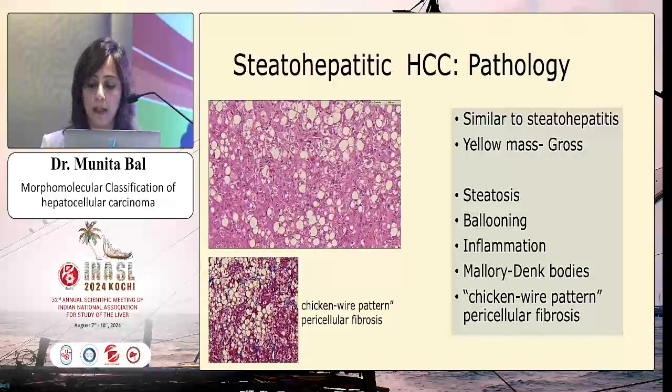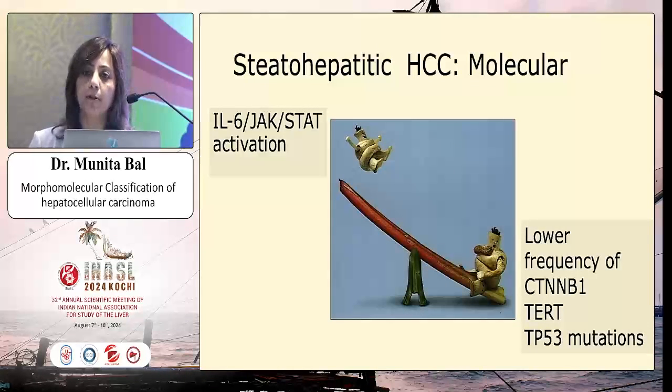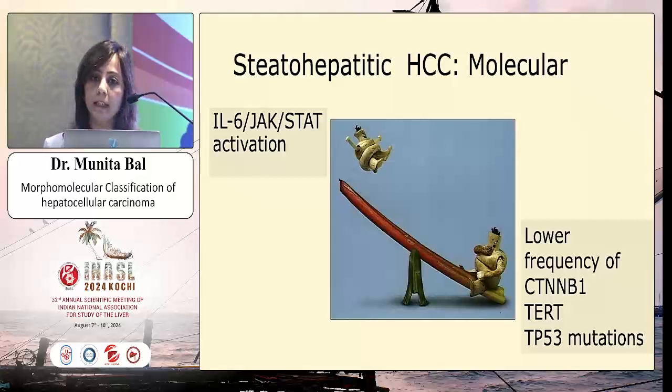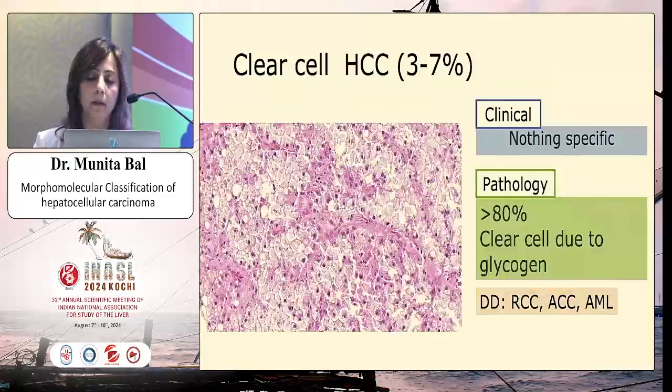So similar to steatohepatitis, this malignancy also shows these features, and the pathway in this is very different from the conventional hepatocellular carcinoma pathway. The TERT, beta-catenin, and p53 mutations are the hallmark mutations of conventional HCC, whereas this shows a different pathway. It shows an immune pathway, with more interleukin-6 JAK-STAT activation, so it has this inflammatory pathway. This signaling is different from the conventional, so this is a very distinctive underlying molecular pathology. The prognosis is overall better, but many studies show it is similar also.